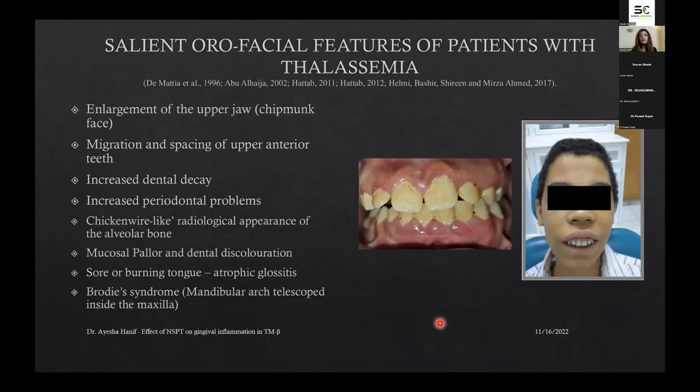So there are certain salient orofacial features of patients with beta thalassemia. If you can see in the intraoral picture and the extraoral picture, there is enlargement of the upper jaw, which gives a classic chipmunk face to the affected individuals. There is migration and spacing of upper anterior teeth. There is increased dental decay. There are increased periodontal problems, and a chicken wire-like radiologic appearance of the alveolar bone. There is mucosal pallor and dental discoloration, sore or burning tongue. And then there is classic Brody syndrome, which means the mandibular arch is telescoped inside the maxilla.